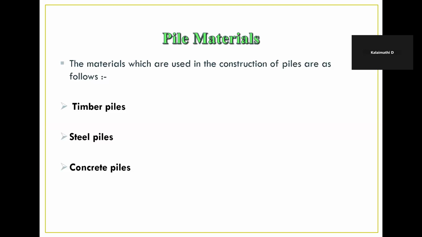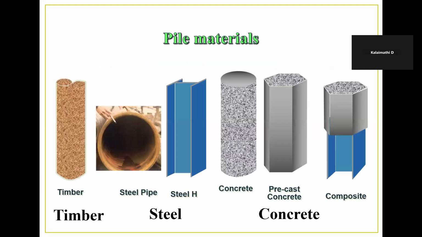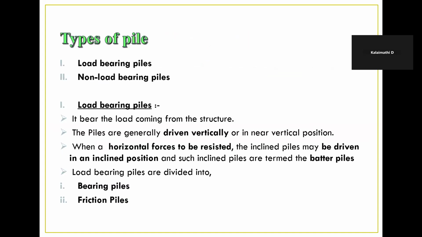Okay, pile foundations can be made of different materials. Those are timber, steel, and concrete or RCC. As I mentioned, timber pile, steel pile, and concrete pile. Concrete piles may be composite, precast, or cast in situ, depending on the type of pile foundation we are using.